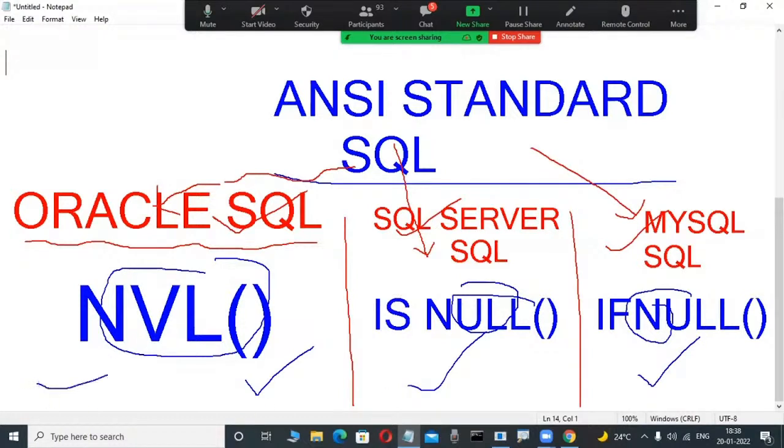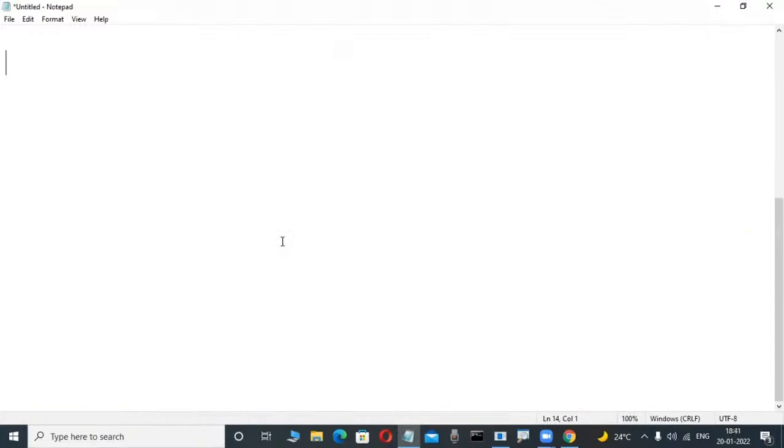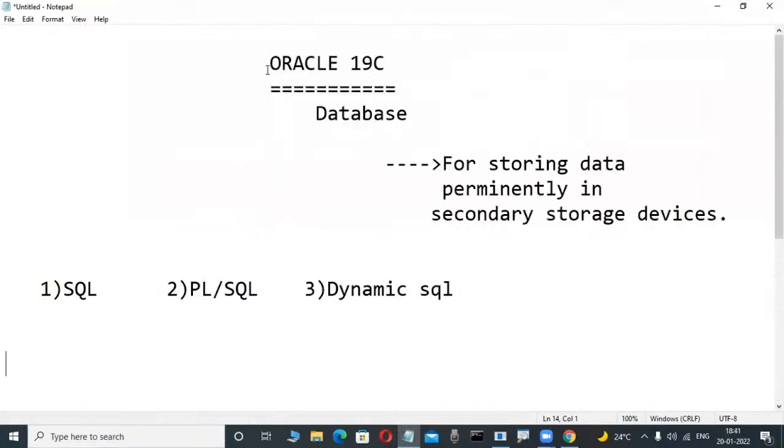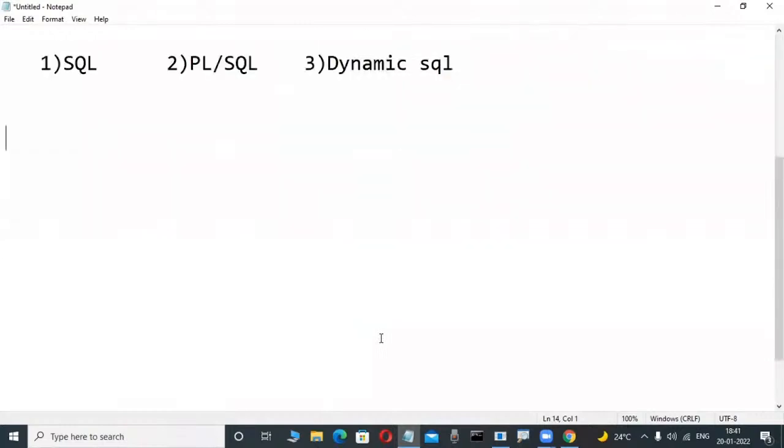Suppose some function, months_between, exists only in Oracle SQL, but I want the same function in SQL Server. Is that possible? No, there is a date difference function instead. There is another function. That's why, in everything we are learning, SQL is an ANSI standard language.